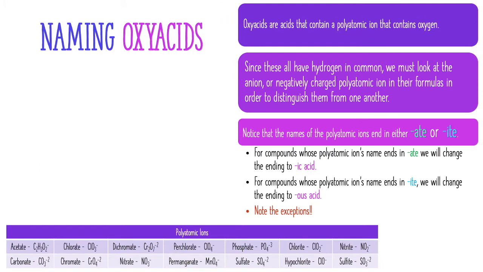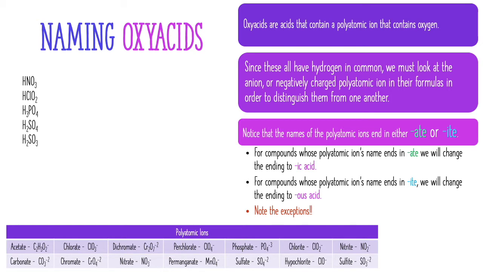All right, now let's talk about how to name oxyacids. Oxyacids are acids that contain a polyatomic ion that has oxygen in its formula. So some examples would be these over here. We have HNO3, HClO2, H3PO4, H2SO4, H2SO3. Okay, so those are some formulas that contain oxygen and acidic hydrogens.